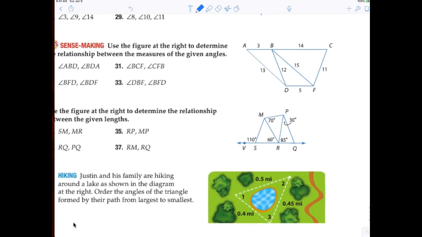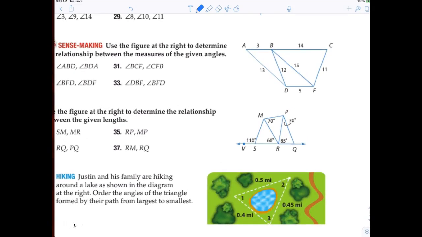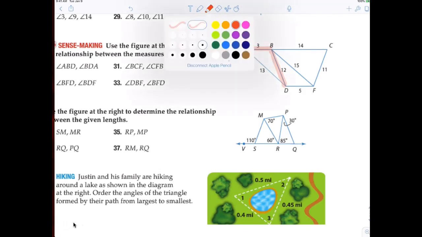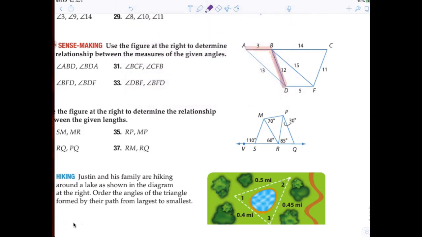So you're looking at angle ABD. I'm just going to highlight this real quick just to make sure. Here is angle ABD, and here is BDA. So BDA would be this angle right here. All right, and you're just supposed to compare those angles. That's all there is to it. Now again, today it's not that much harder. So I think we'll be in good shape.